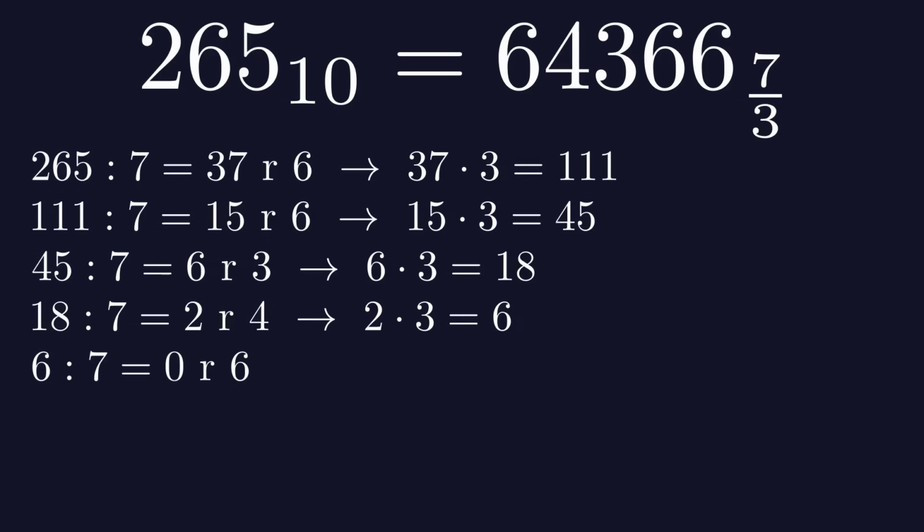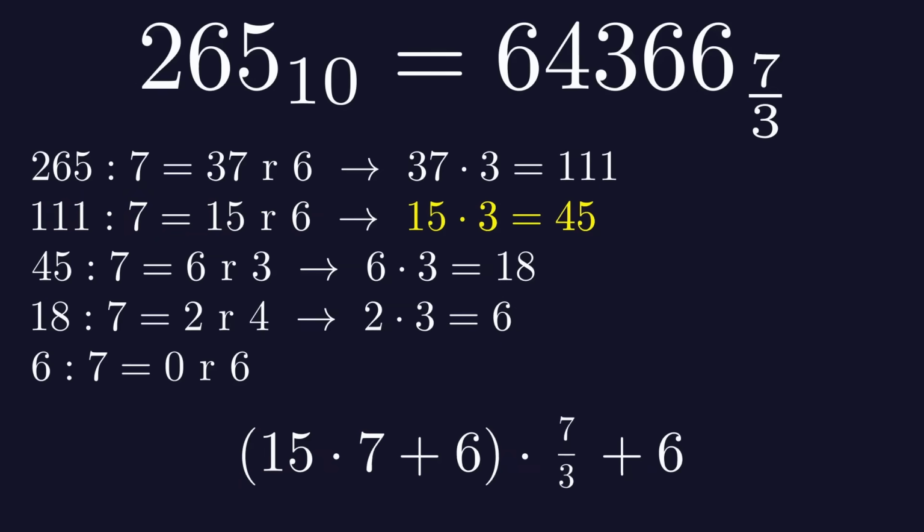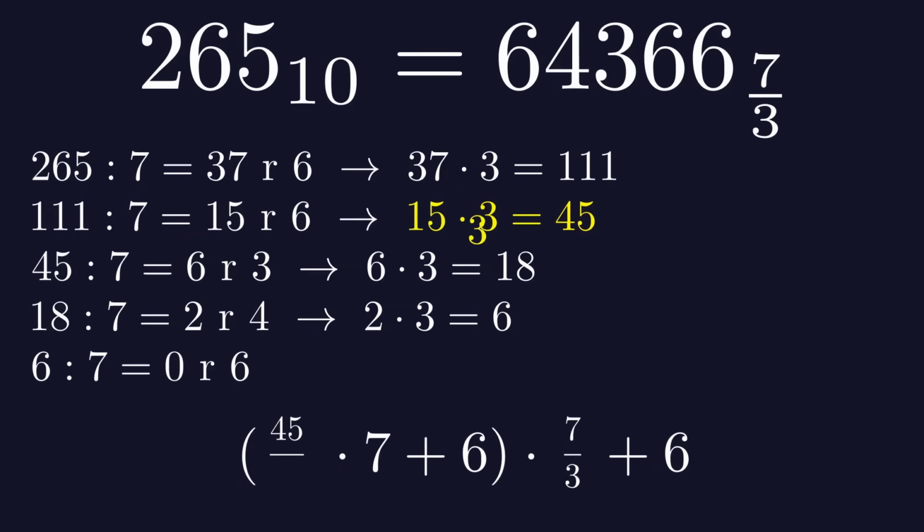And again, why does it work? We divided 265 by 7, so we can write it as 37 times 7 plus 6. Then we multiply 37 by 3, it means that we can write 37 as 111 divided by 3. We can write it like this. Then we can write 111 as 15 times 7 plus 6. Then we can write 15 as 45 divided by 3. And so on.